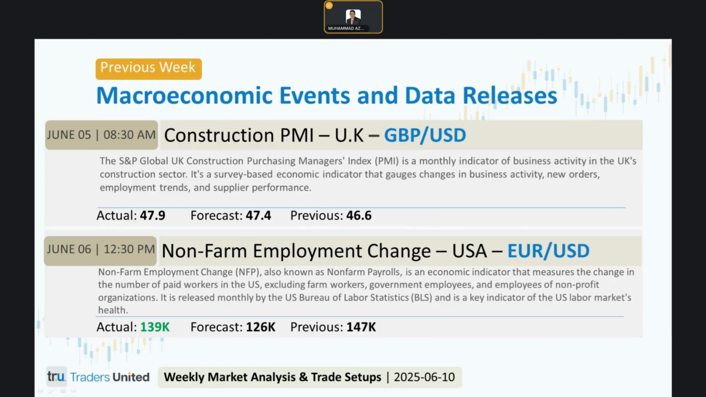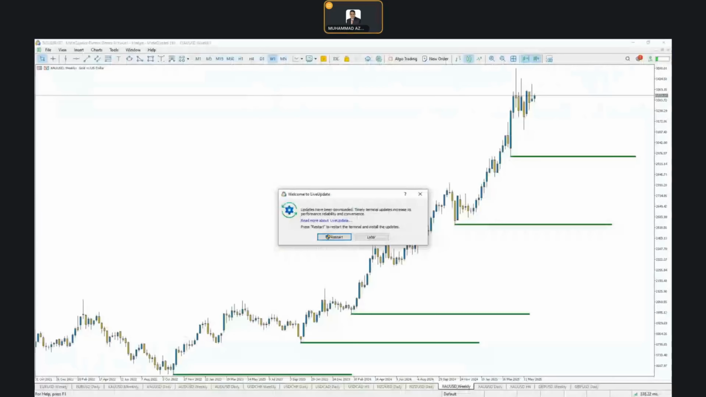So the conclusion is, while not a top tier market move on its own, the June 5 construction PMI release carries more weight in a data sensitive environment. Let me show you the chart of the GBPUSD currency pair.